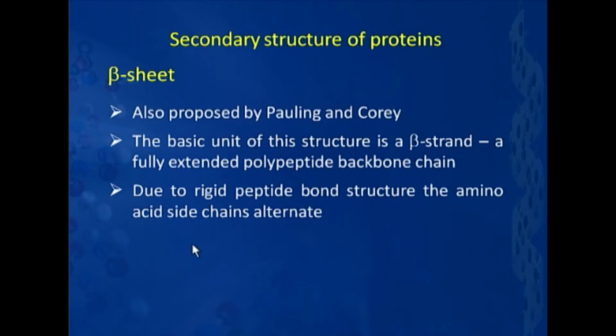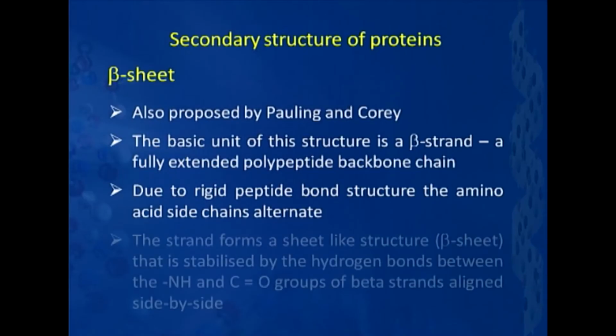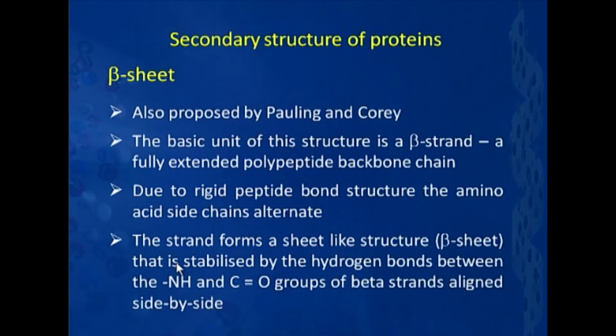Now, due to the rigid peptide bond structure, when you just stretch out the amino acids, we find that the amino acid side chains will alternate. As I move further, one R will be here, another will be here, then another here, and they will alternate like that. Then these long elongated strands do not stay stiff like this, but the peptide backbone moves straight, then takes a turn, comes back, then turns back like this. When it does this, it forms a sheet kind of structure. That is how it looks.